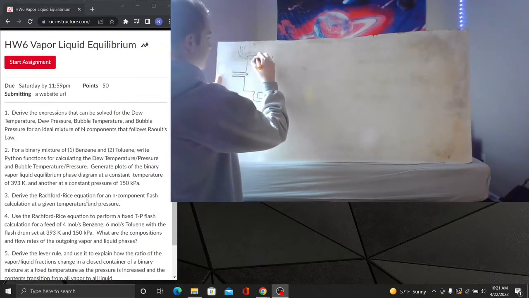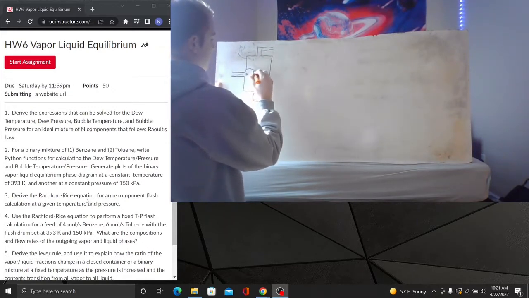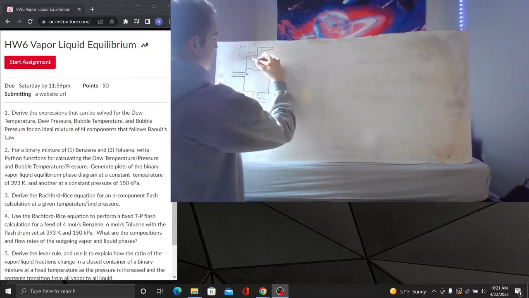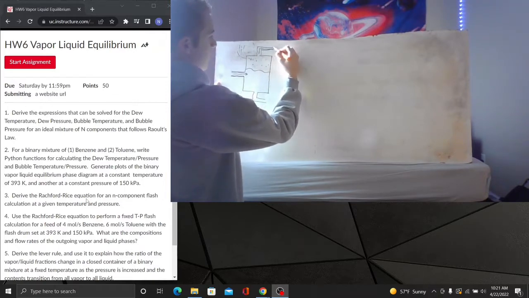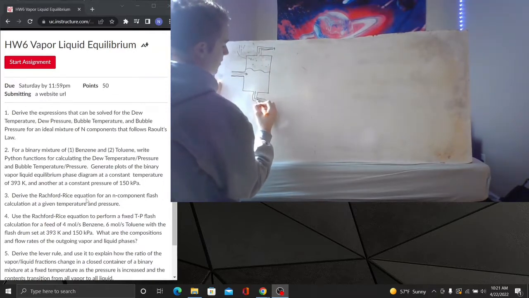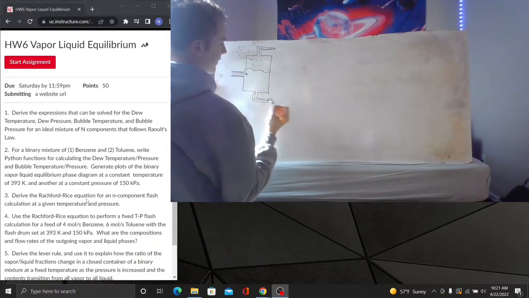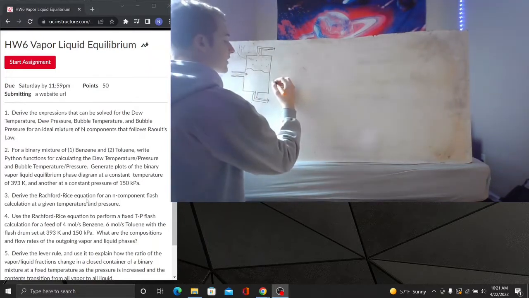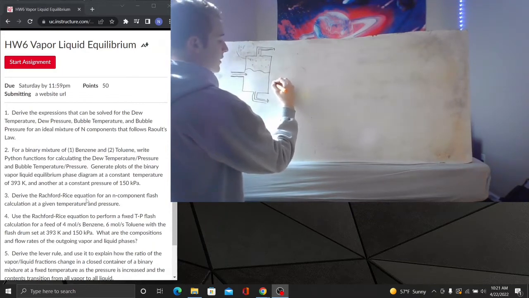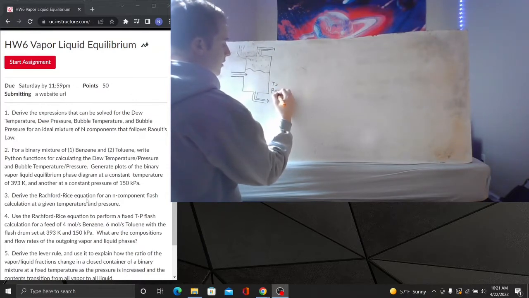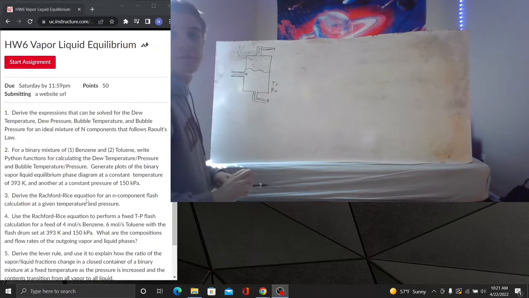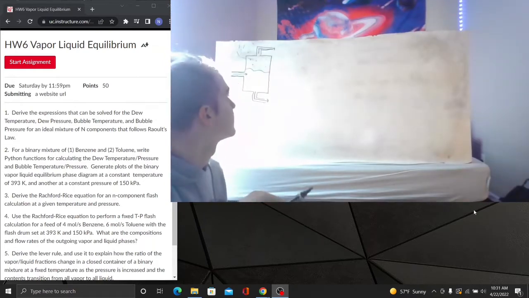and in this flash drum our component will be separating into liquid and gas inside our flash drum, like so. And then one more thing is that we will know the temperature and the pressure in this drum. Now we can start writing some equations.